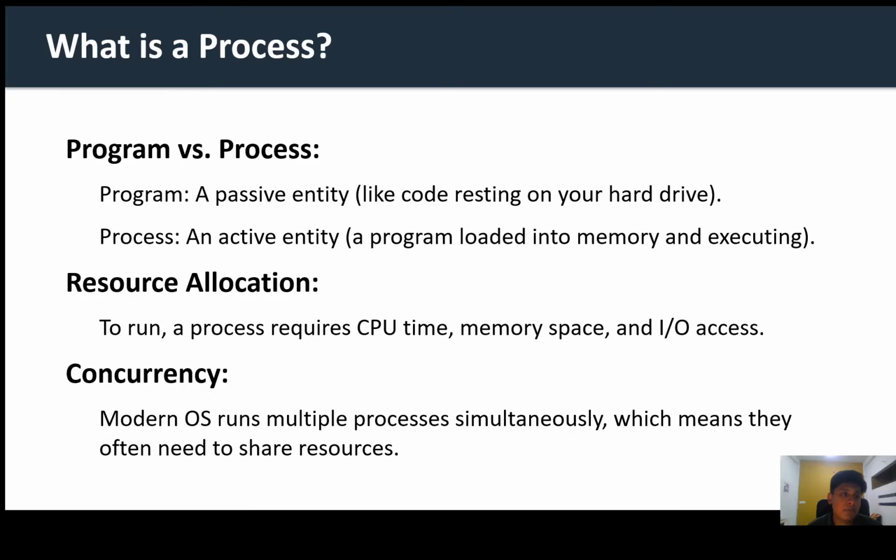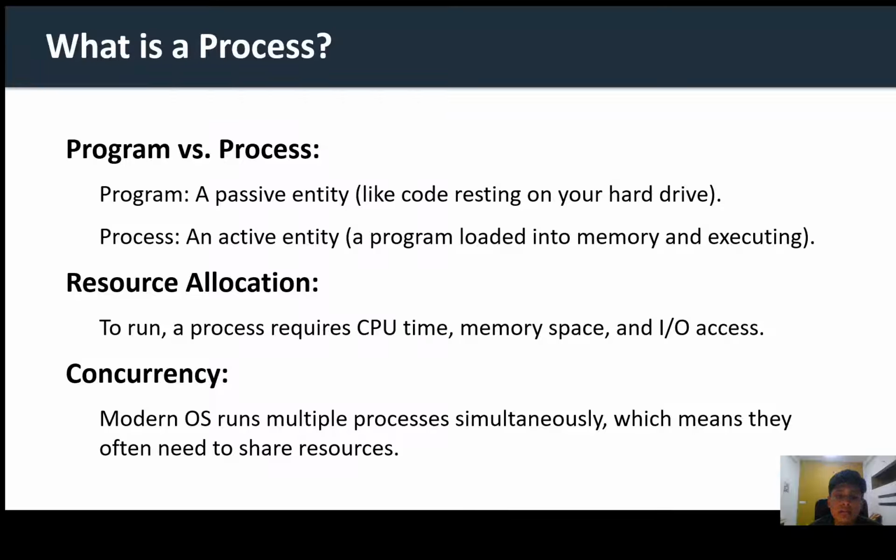Let's understand what is program and process. Program, a passive entity, is just like code resting on your hard drive. It is not getting loaded or executing. Now we have process, an active entity, a program loaded into memory and executing. Now we have resource allocation, just from the name of it. For executing a process, we need some things like CPU time, memory space, input output access. Those are resource allocation.